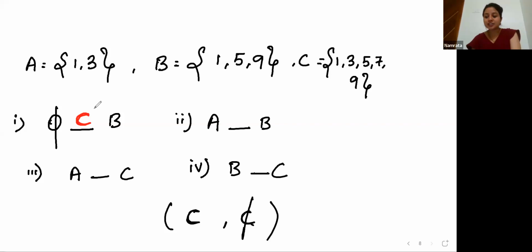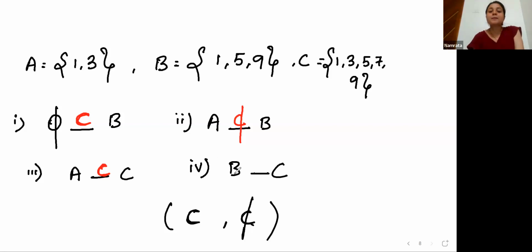Now let's go to the next one. A and B, we will match. Are all the elements of A present in B or not? Let's match it. A is a subset of B or A is not a subset of B? It is not a subset of B. Exactly. Next one, A is a subset of C or not a subset of C? It is a subset of C. Exactly. It is a subset of C because every element of A is present and sitting in C also.